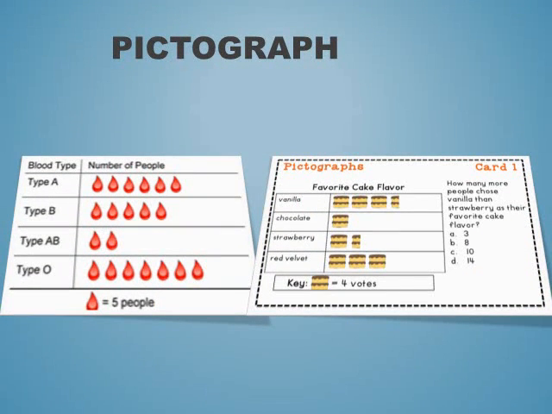In this slide, you can see the pictograph. In the first pictograph, we have the different blood types of the people. And we have type A, type B, type AB, and type O. The picture that we used here is the drop of blood. And the key tells me that each drop of blood equals 5 people. So when I want to count, I count by 5. And of course, you will change it and write a number.